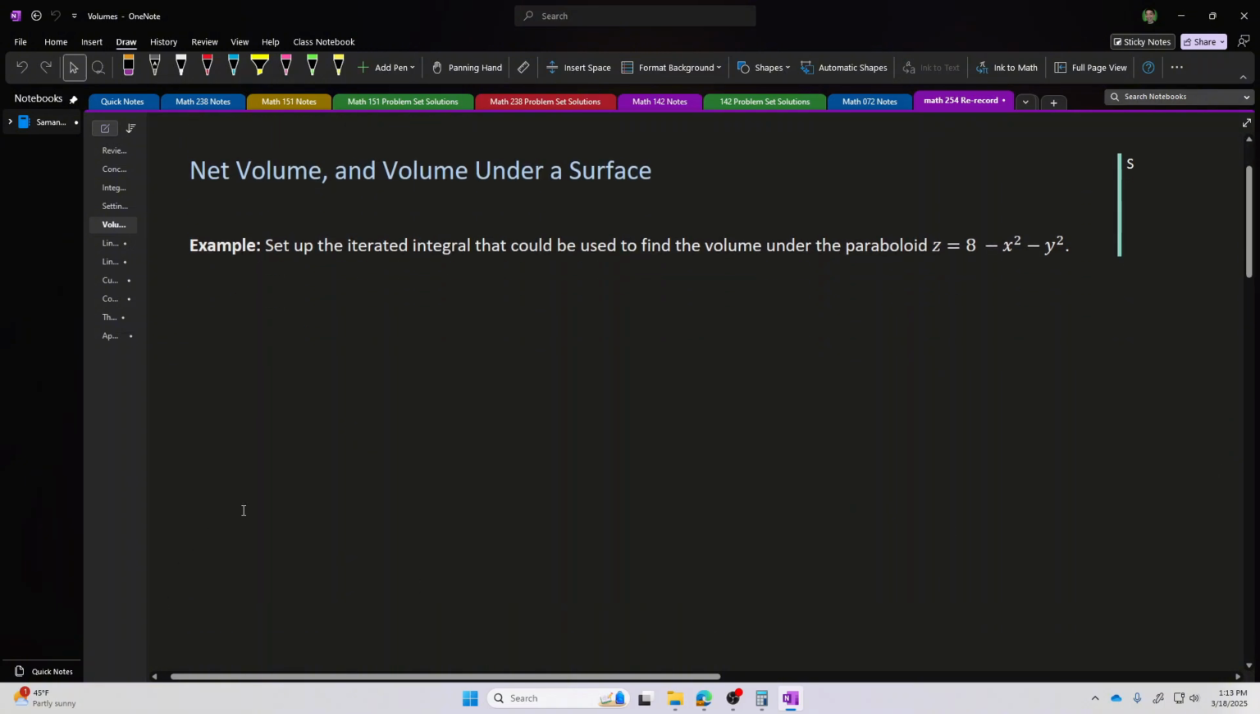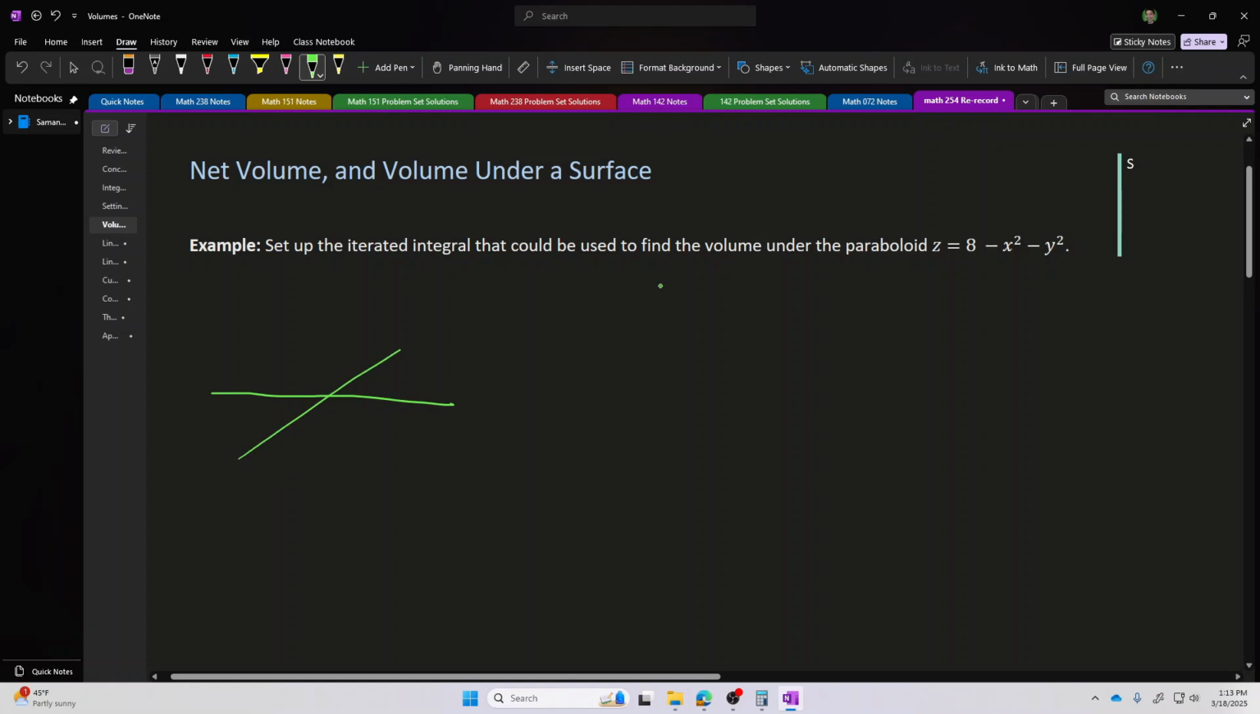So first example, someone says, okay, I'm thinking of this paraboloid z equals 8 minus x squared minus y squared. So what we can see is this is a paraboloid starting at 8 and then going down from there because we're subtracting x squared and we're subtracting y squared. If I looked at the volume underneath that paraboloid, then what would that volume be?